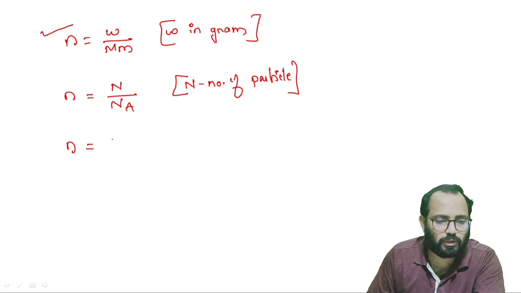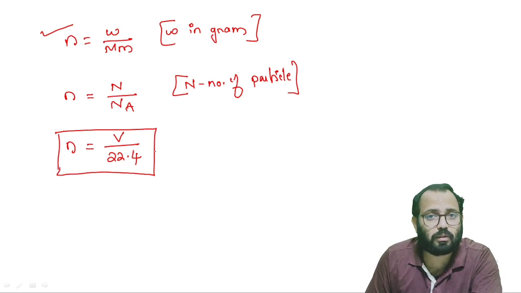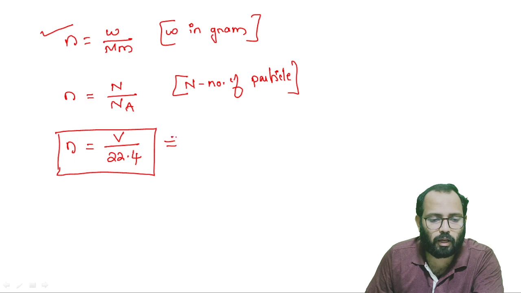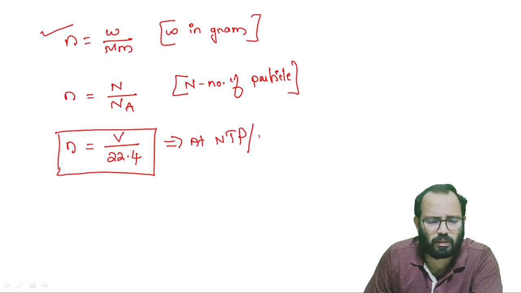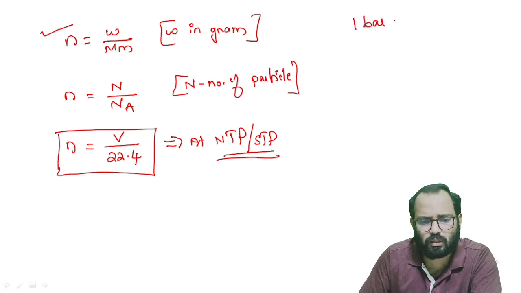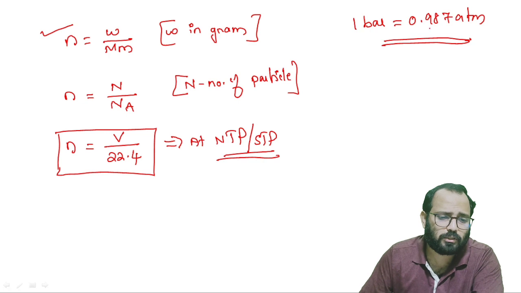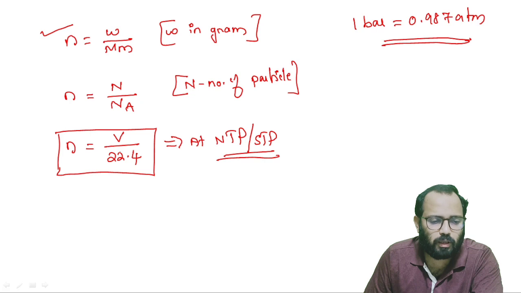And you can have one more equation, n is equal to V by 22.4. This cannot be applicable in all cases. This is applicable only at NTP condition. Usually for solving problems we consider NTP equal to STP, even though there is a little difference between 1 bar and 1 atm. You know that 1 bar is equal to 0.987 atm, but that difference is negligible. So at NTP or STP, if they ask you the question, n is equal to V by 22.4.